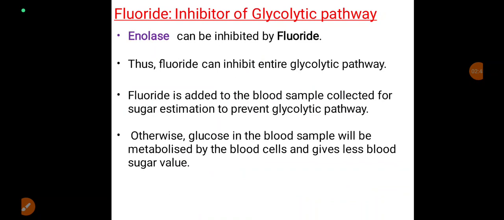So here fluoride is an inhibitor of glycolytic pathway because enolase can be inhibited by fluoride. Thus fluoride can inhibit the entire glycolytic pathway. So fluoride is added to the blood sample collected for sugar estimation to prevent glycolysis. Otherwise glucose in the blood sample will be metabolized by the blood cells and give you a lower blood sugar value. So this is the basis why we add fluoride, which inhibits the enzyme enolase.